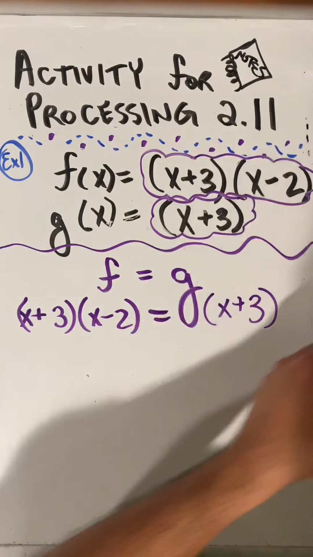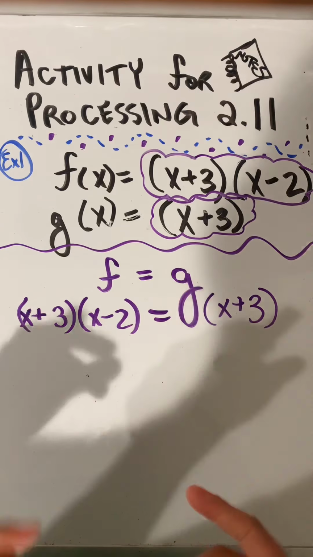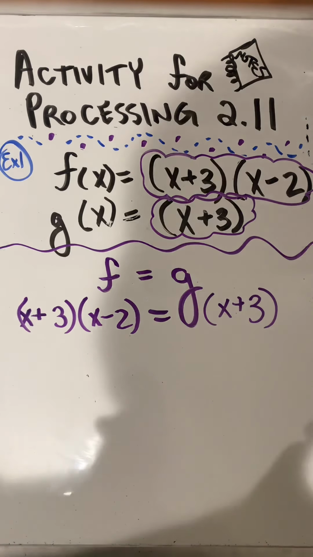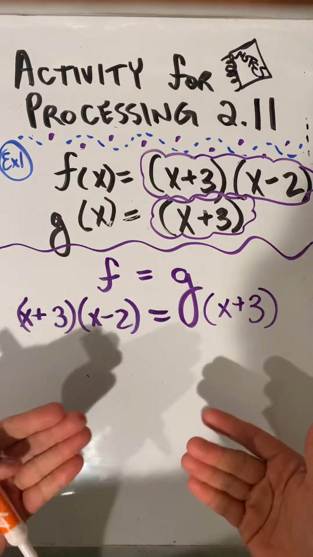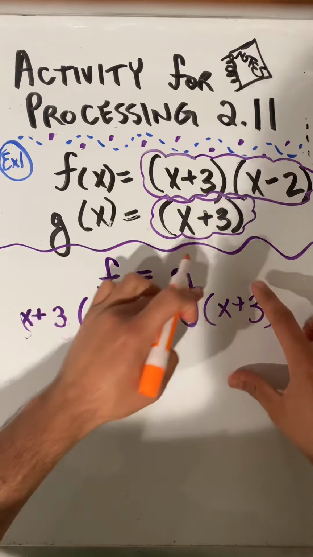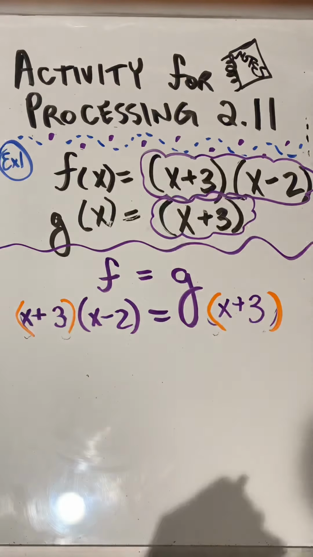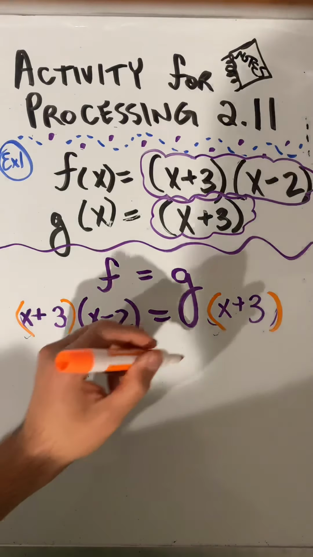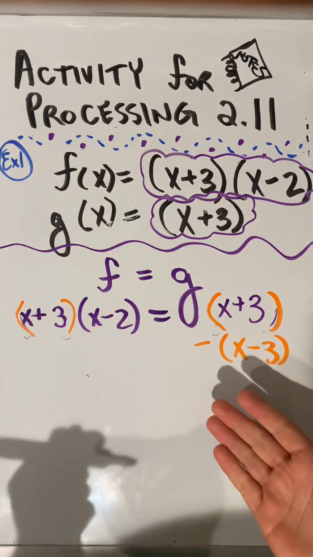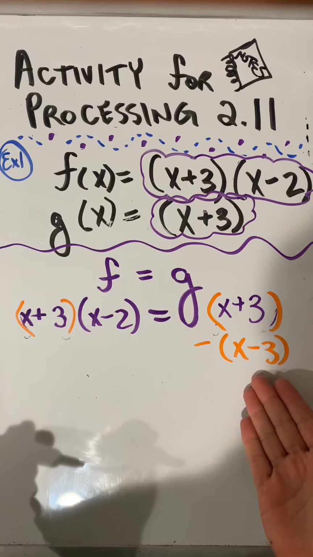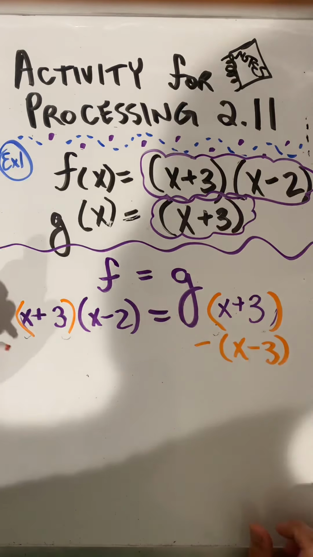Now comes the algebra, the steps, the strategy. How do we solve for x? Because we don't know the value of x. What I do notice here is that both sides of the equation have one factor in common. They both have x plus 3 in common. That's very convenient. What I can do next is subtract that factor, or as we also reviewed in class, it's also called a quantity. So we're going to subtract the quantity x minus 3 from both sides.